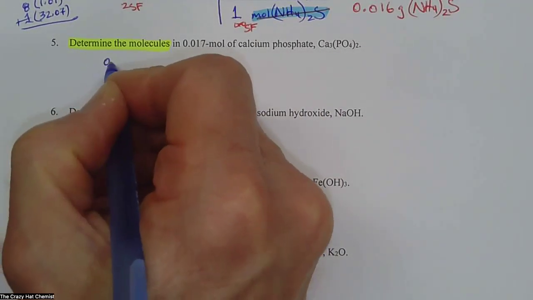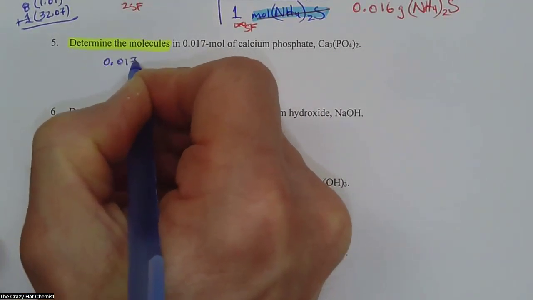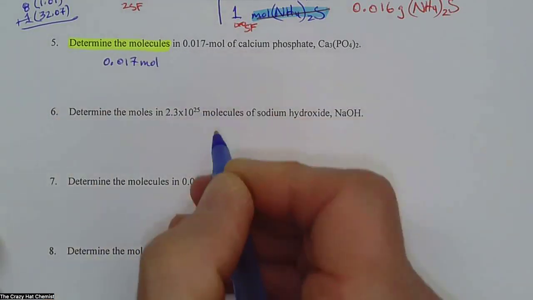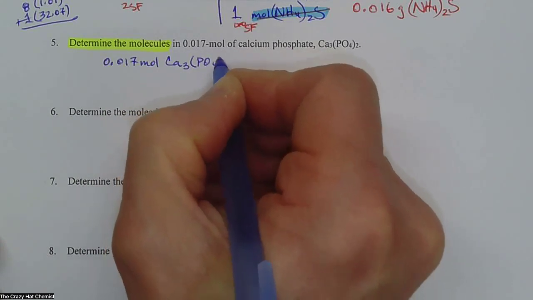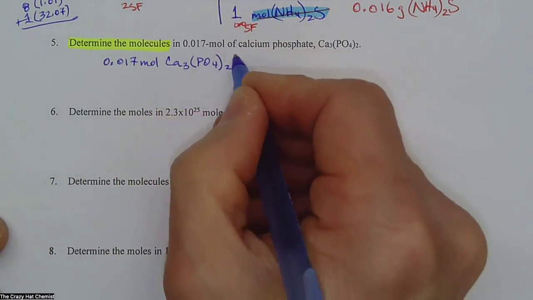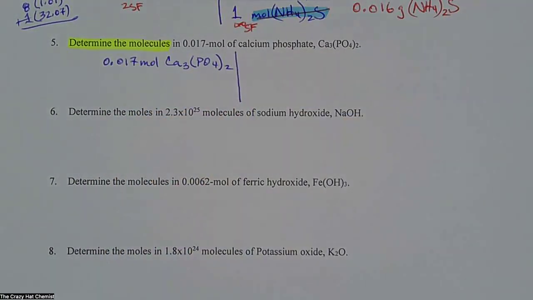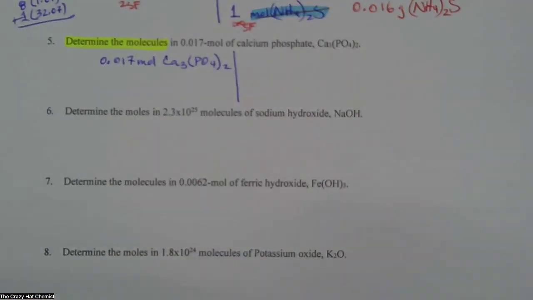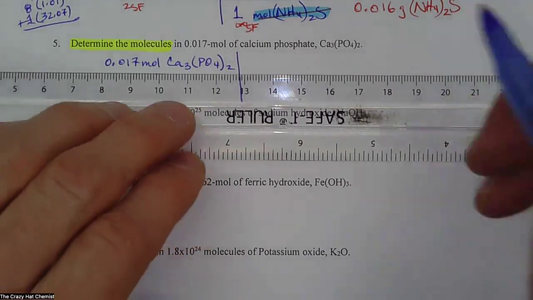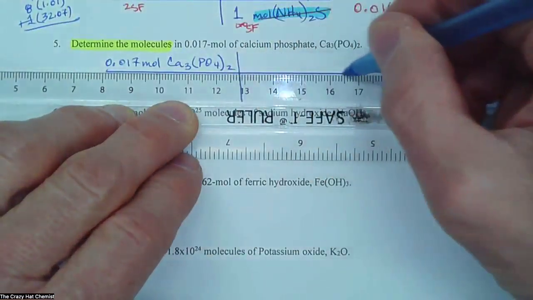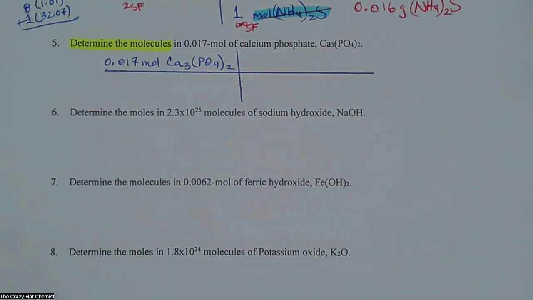Well, we have 0.017 moles of calcium phosphate, that's Ca3(PO4)2. A vertical stop in between this and the next term, like we have always been doing. And then a horizontal line here between this and the next term to get us all set up straight.